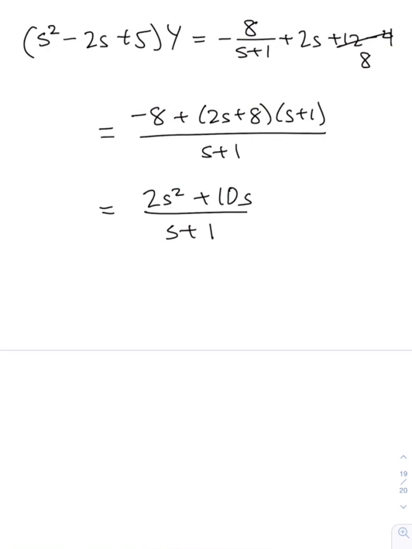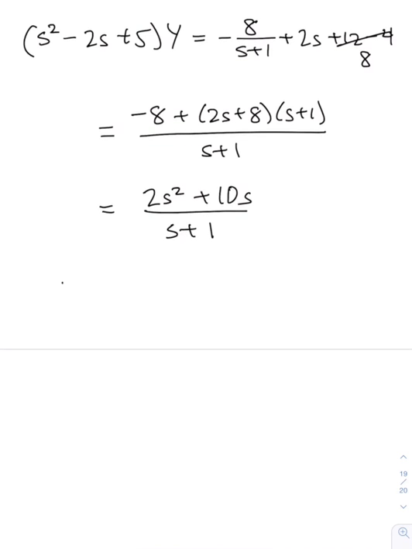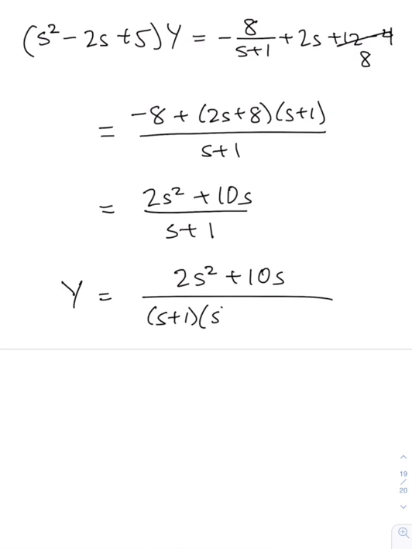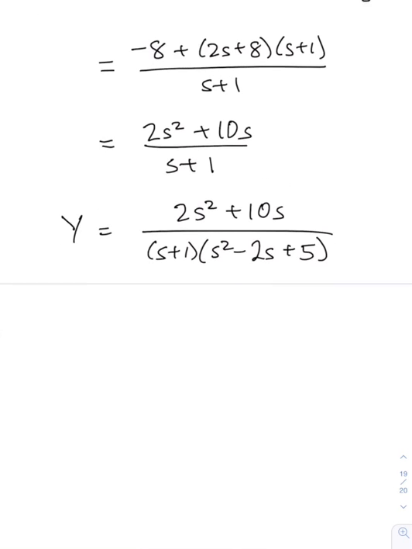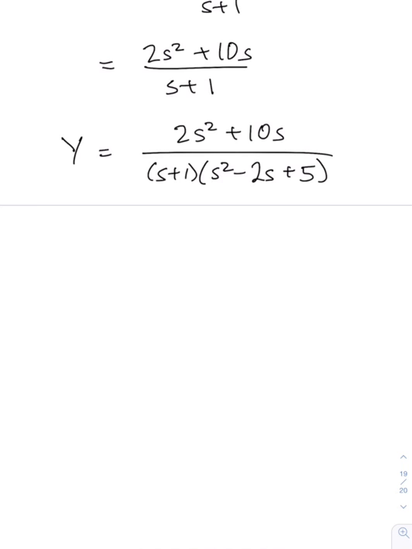And then finally, solving for Y, I get Y equals 2s squared plus 10s over s plus 1 times s squared minus 2s plus 5. Then to get little y, which is the solution I'm looking for, I need to do the inverse Laplace transform. Little y is L inverse of capital Y, and to get that, we would use partial fractions.